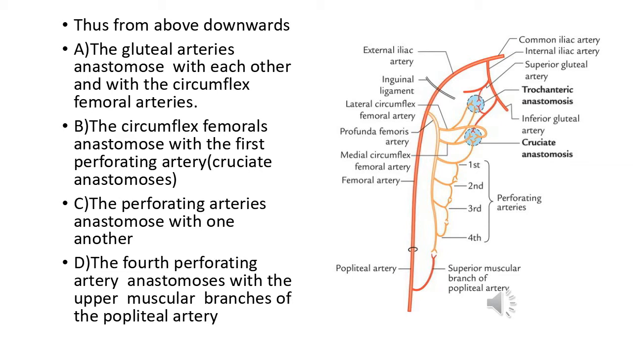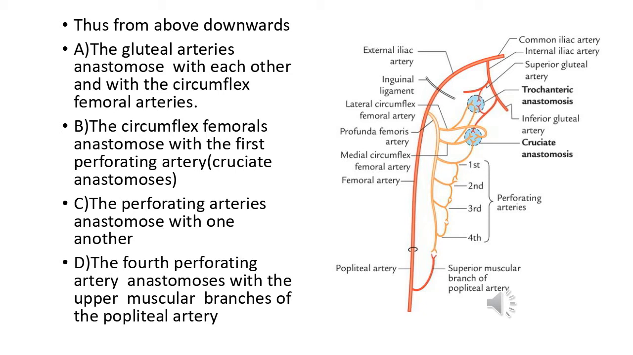If you see this picture, you can see this arterial anastomosis that is existing between the internal iliac artery, femoral artery and the popliteal artery at the back of thigh. The first, what you can see is the gluteal arteries. The gluteal arteries are the superior and inferior gluteal artery. They are the branches of the internal iliac artery. So this is anastomosing with the circumflex femoral arteries.